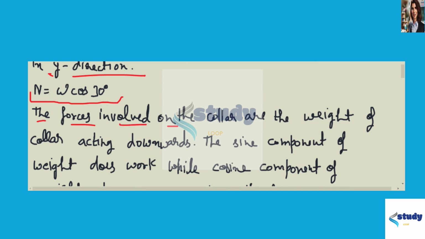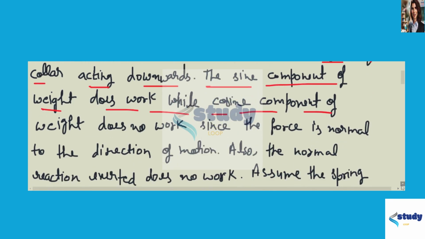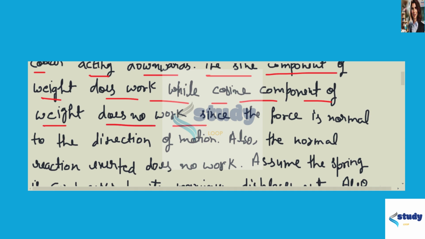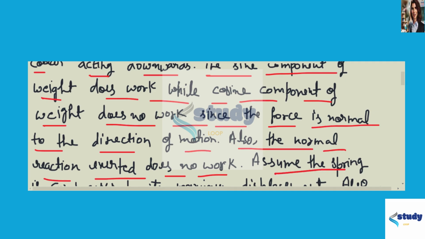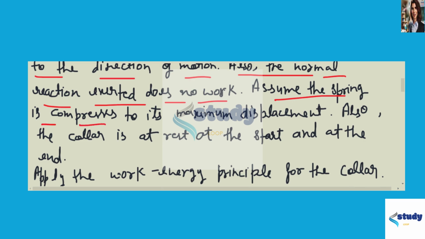The forces involved on the collar are the weight of the collar acting downwards. The sine component of weight does work, while the cosine component of weight does no work, since the force is normal to the direction of motion. Also, the normal reaction exerted does no work. Assume the spring is compressed to its maximum displacement. Also, the collar is at rest at the start and at the end.